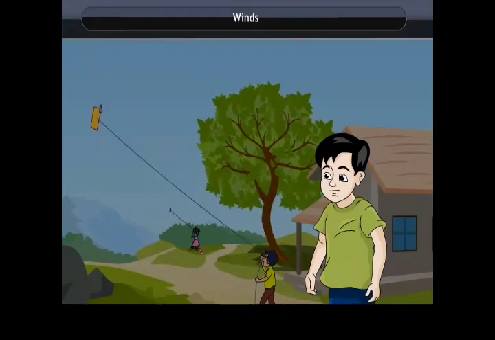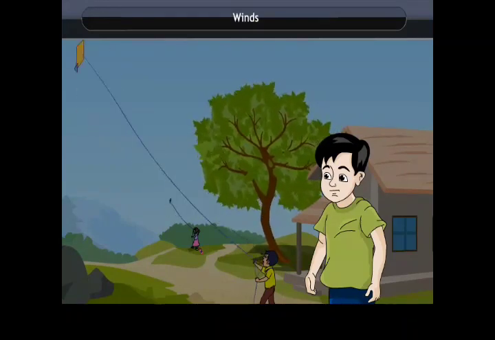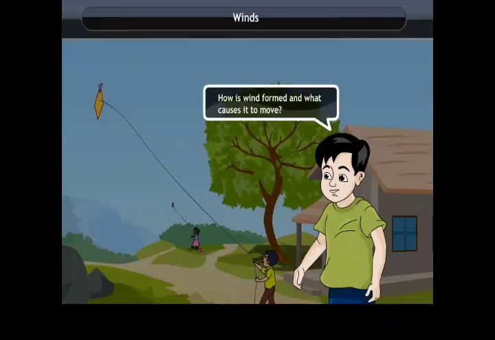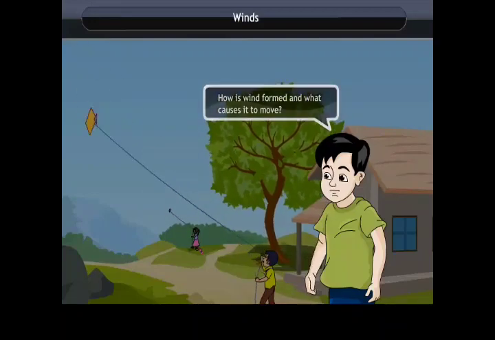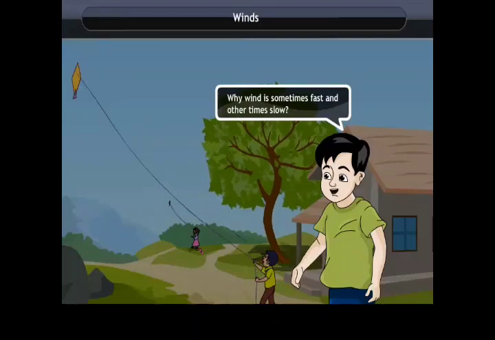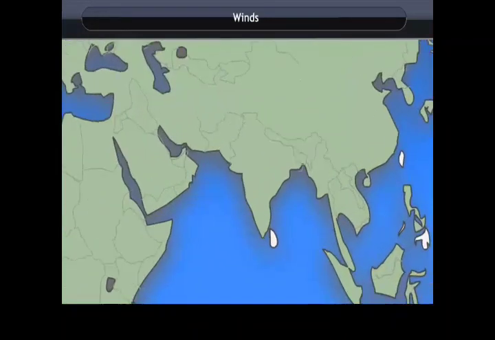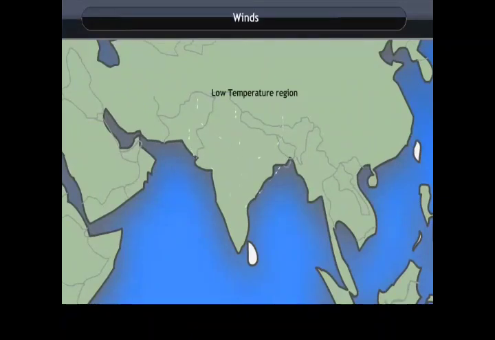Winds. We know that moving air is called as wind. You may wonder, how is wind formed and what causes it to move? Let us try to answer these questions. We should know that the winds blow from a region of low temperature to a region of high temperature because of a difference in the atmospheric pressures.